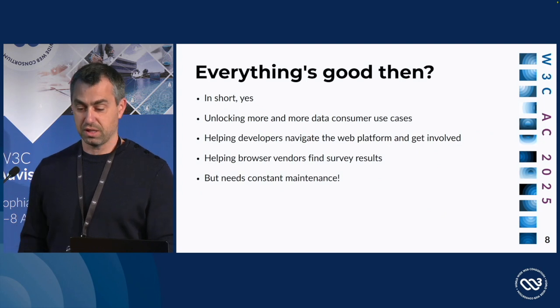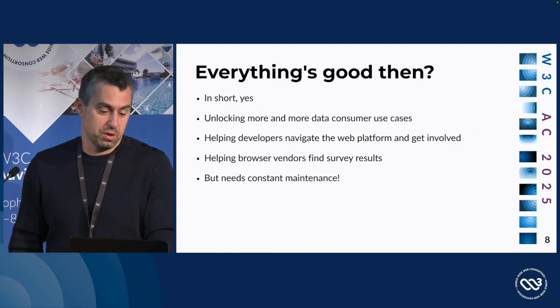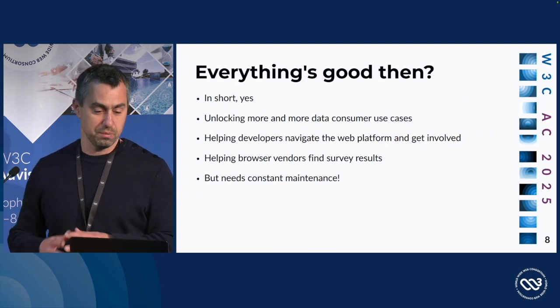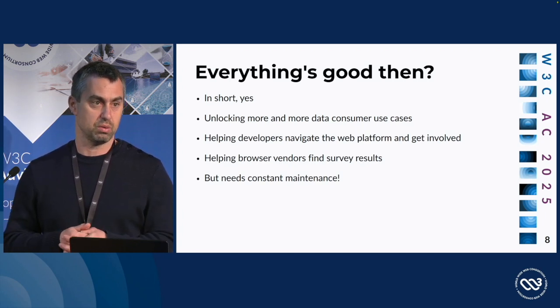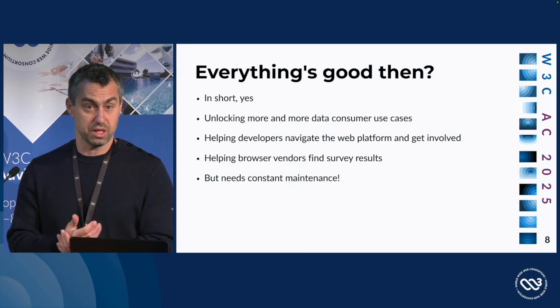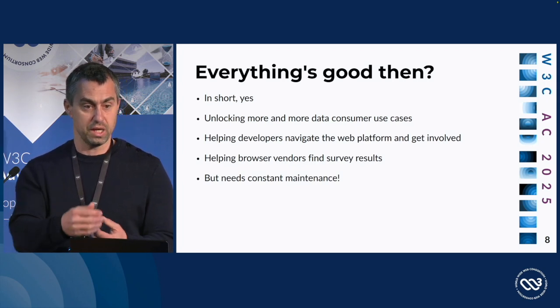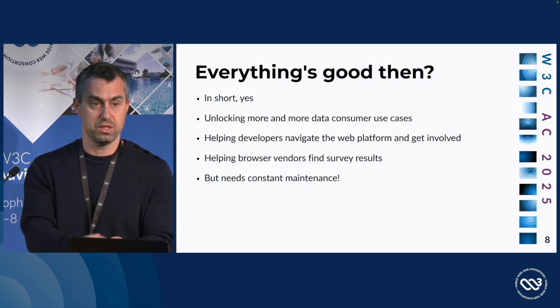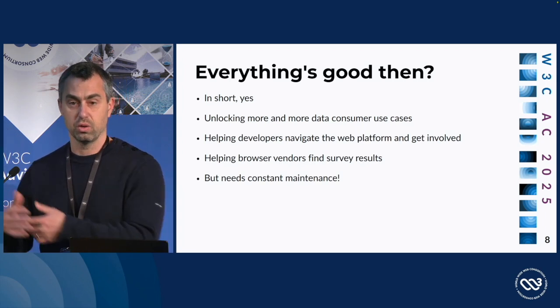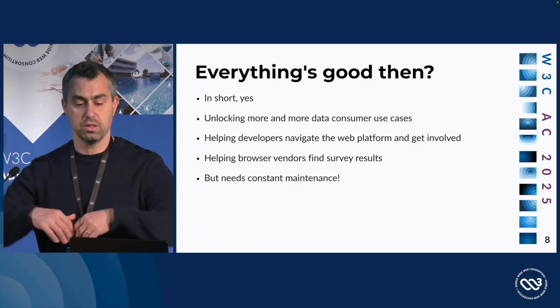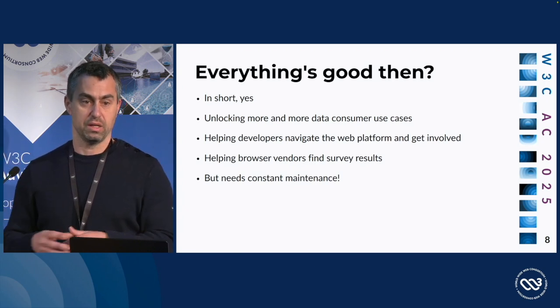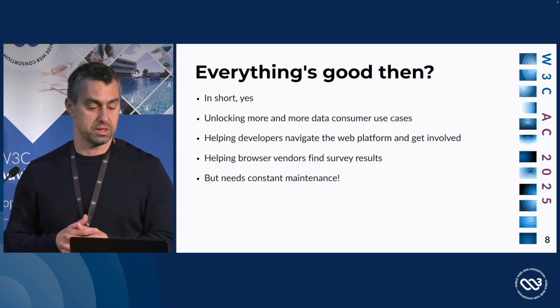So in short, everything's great, sort of. We're seeing more and more things happening. Developers can keep up with the changes around the web platform easily. They can find ways to get involved as well, because it's not just one way. If we link this web feature to a survey or to a bug or to an origin trial, then it gives people ways to get into the system and influence the system and get their voices heard as well.